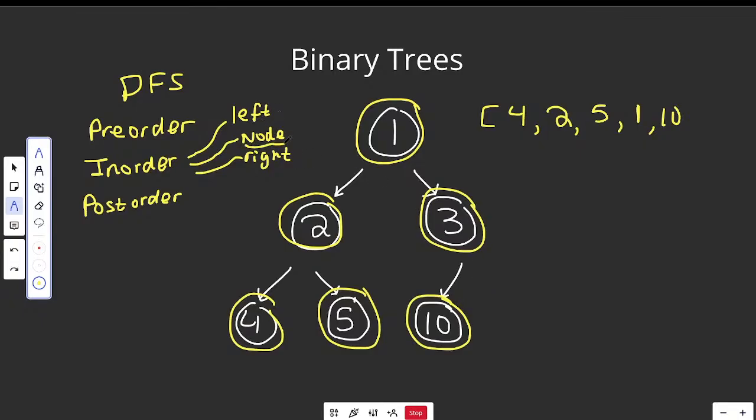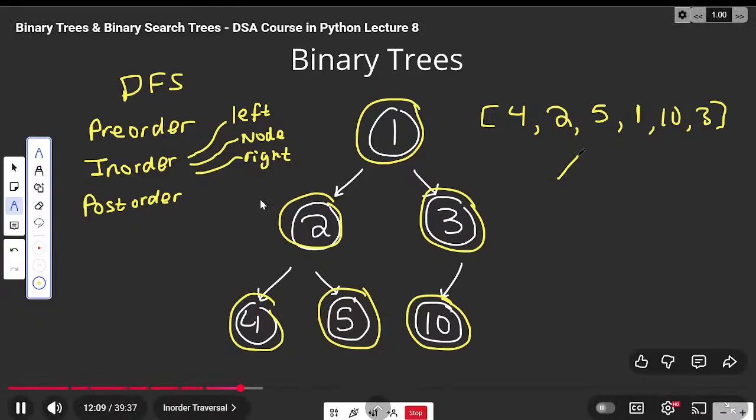Now it's ready to process itself. So we process the 3 itself. We do the right, which is nothing there. We return back. And then finally here for this 1, we've done all of its left, itself, and its right. So that has done the traversal. So this is what we would get in an in-order traversal.